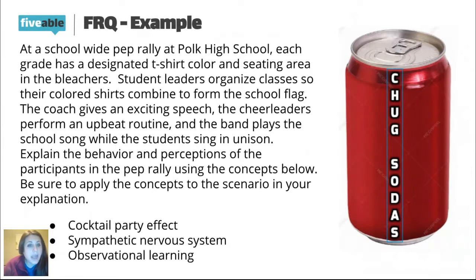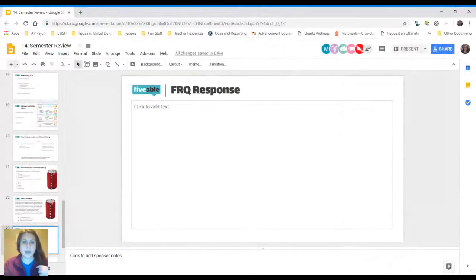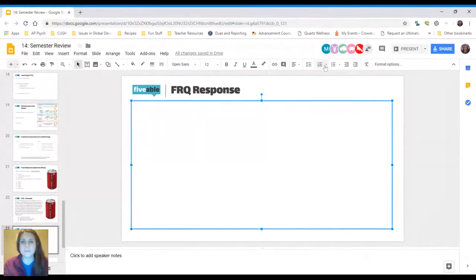Explain the behavior and perceptions of the participants in the pep rally using the concepts below. Be sure to apply the concepts to the scenario in your explanation. So my first term is cocktail party effect, and I'm going to just type here. I'm going to go into the edit mode on this slide, and you can follow along my thought process. I hope this size font is big enough. Maybe I'll go a little bigger. Plus 18.